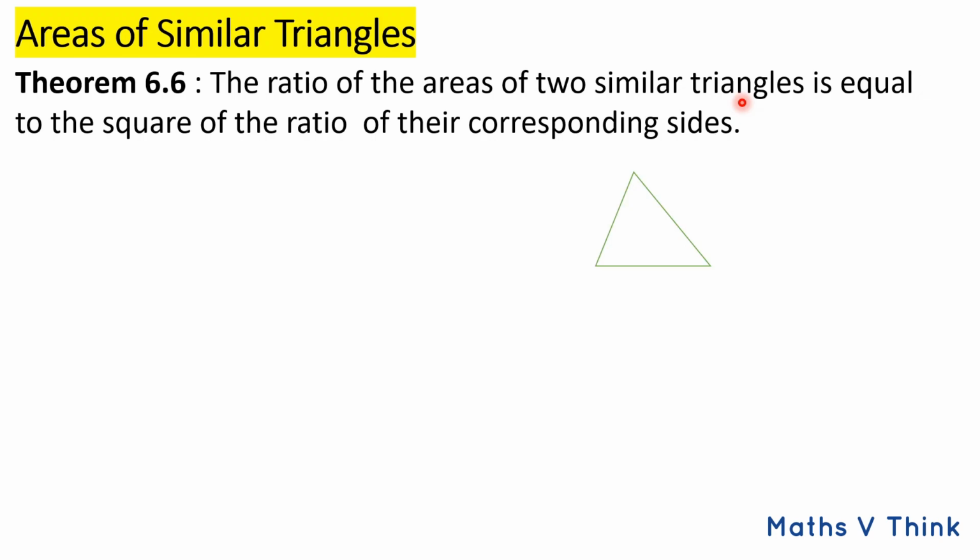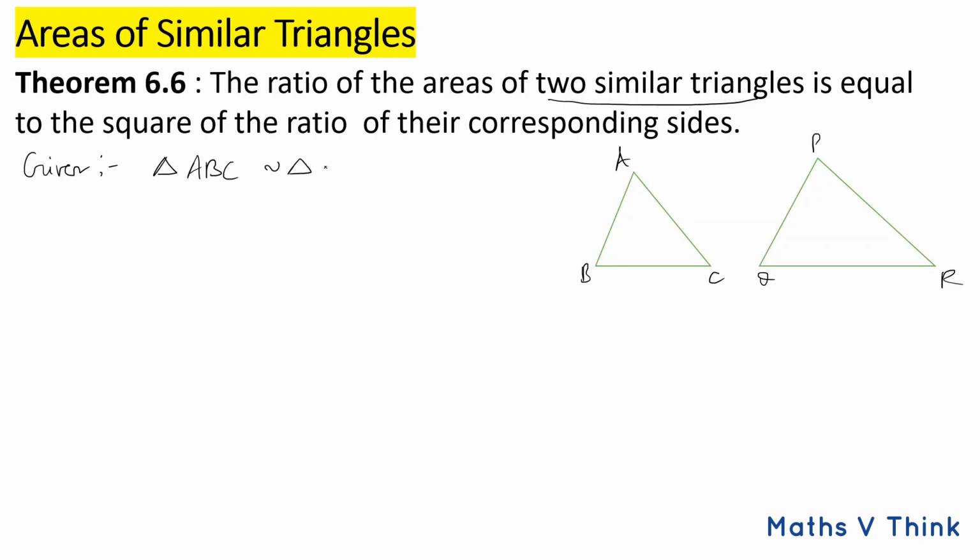So let this be triangle ABC and one more triangle PQR. So we shall write the given part first. Given: they gave two similar triangles, so triangle ABC is similar to triangle PQR.